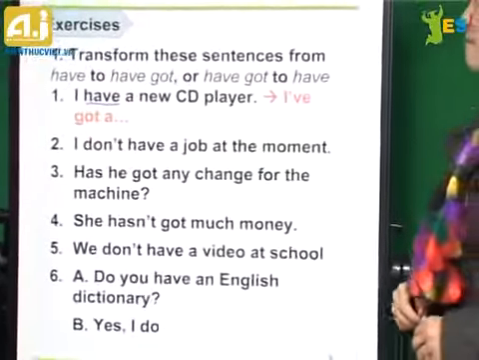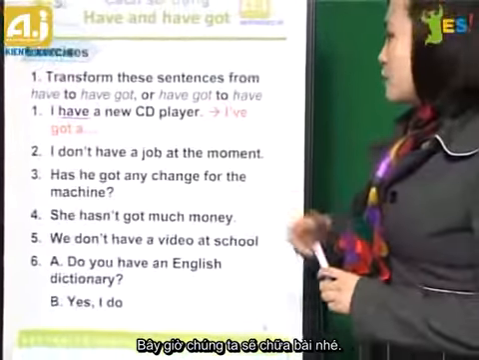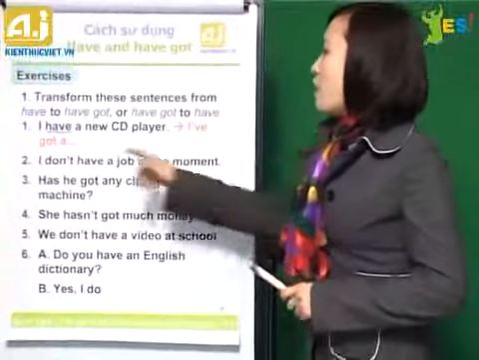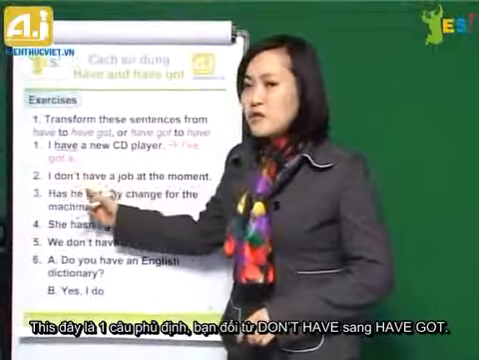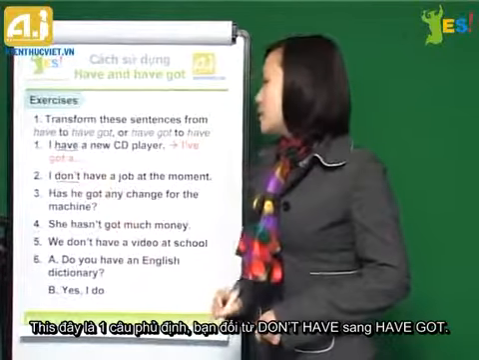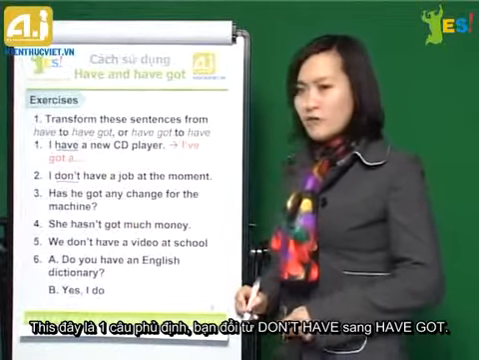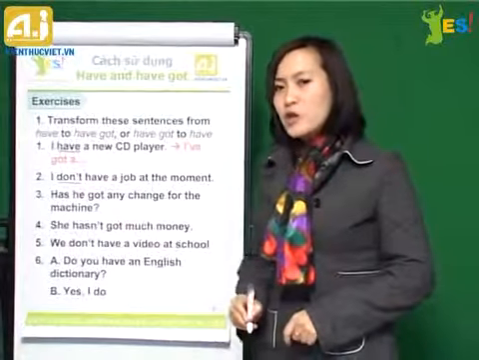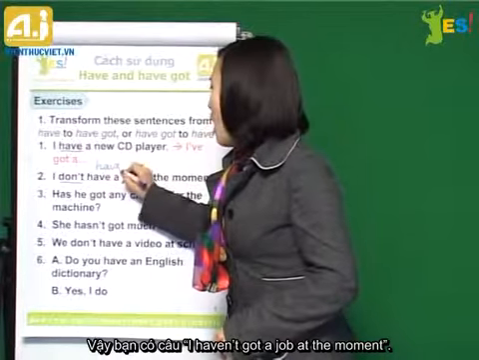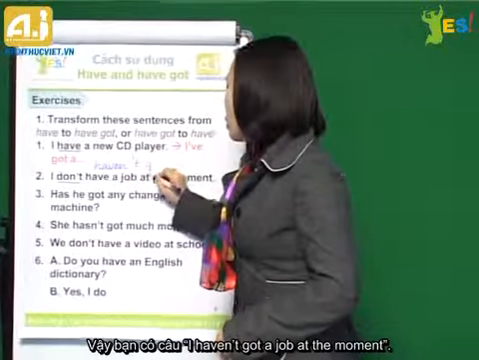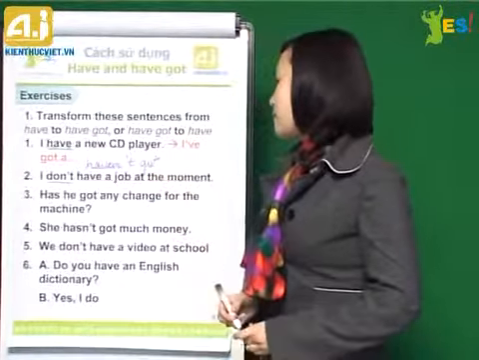Are you done? Alright, let's just check this exercise. The second one, I don't have a job at the moment. This one is a negative form, don't. So you change it to have got in this case. How do you do that? You put not after have. So you have, I haven't got a job at the moment.